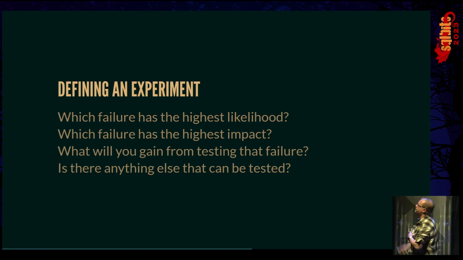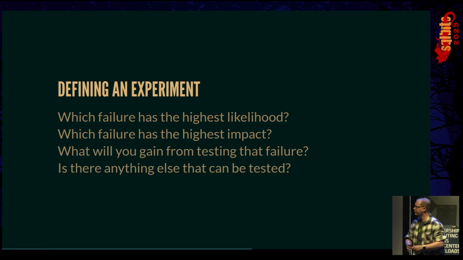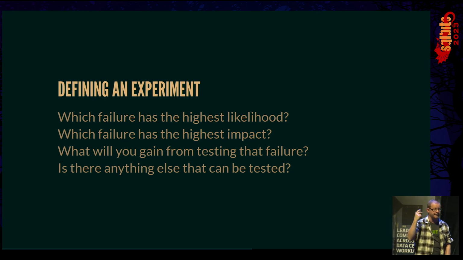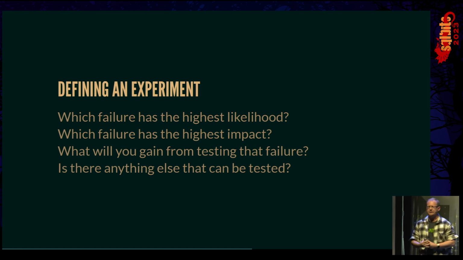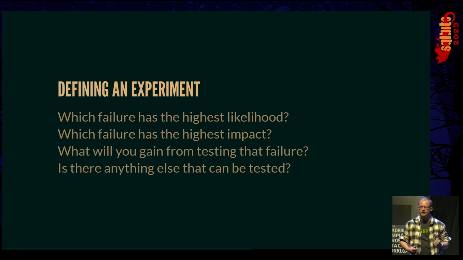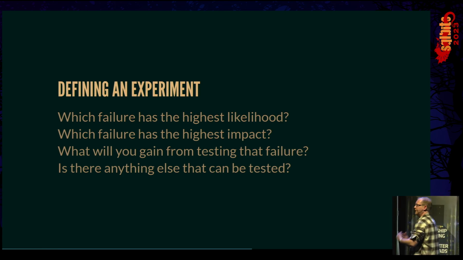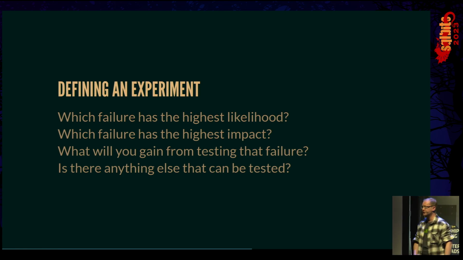Let's talk about defining an experiment. What failure has the highest likelihood, and what failure has the highest impact? Remember, we want some actionable results from our chaos engineering experiment. What will we gain from testing the failure? We either gain confidence in our systems, or we get some actionable results to apply to our production environment, and then we run our tests again all the time, building up our confidence in our systems.